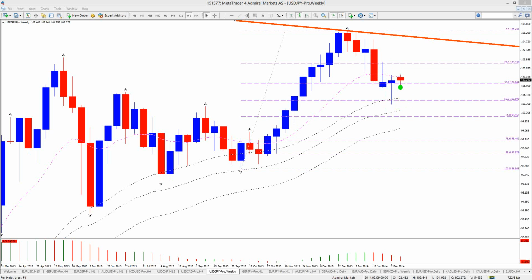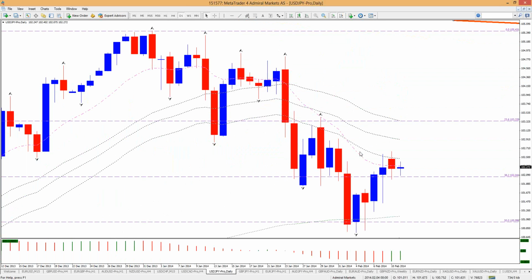Therefore, as I said, if we do break that channel, then there is a potential to short it, but watch out for that bottom, because that could still be support. Because of that weekly pin bar, last week's low could definitely be a support level. So something to think about.